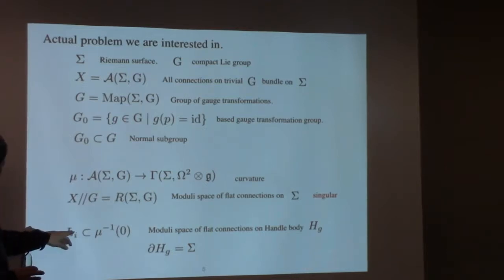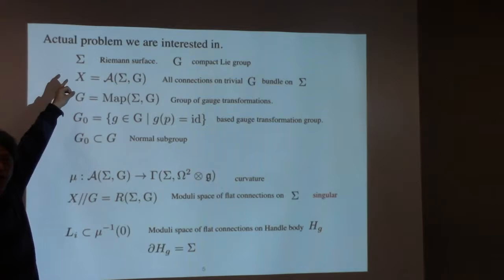So you have this flat connection. Then I can show that this is a Lagrangian submanifold of this moduli space of flat connections. That is also a classical fact. This is the infinite dimensional Lagrangian submanifold, and this is the infinite dimensional symplectic manifold.